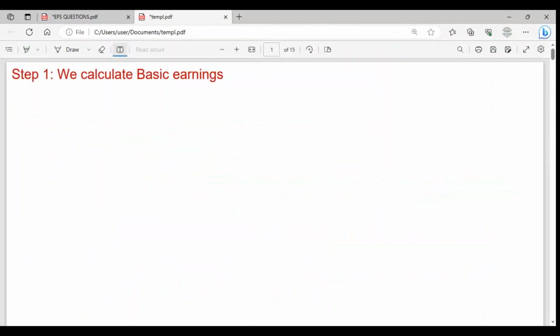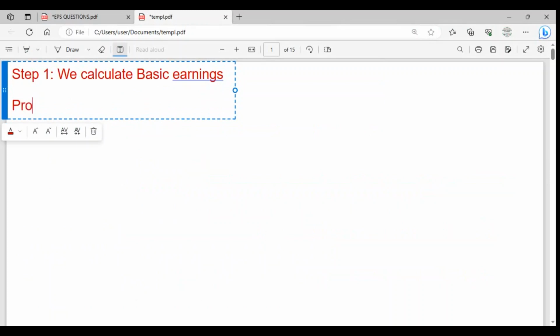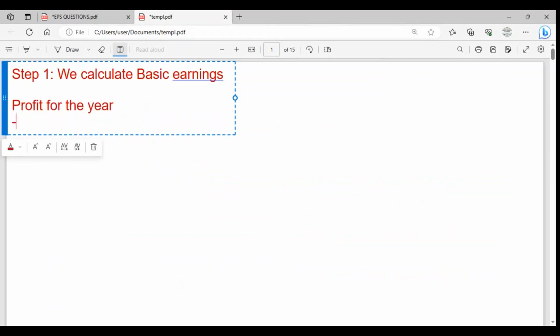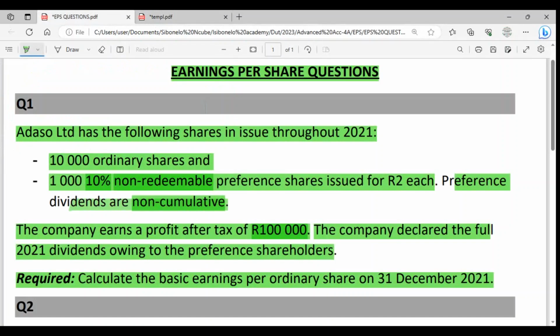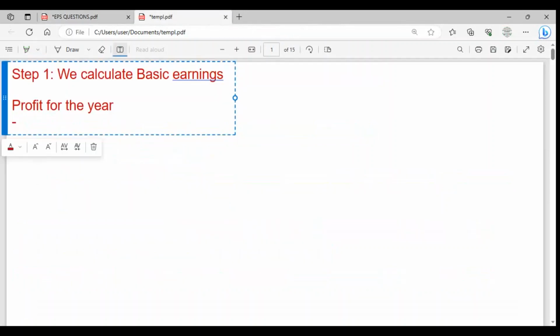So guys, for us to get basic earnings, we take the profit after tax, the profit for the year, and then we subtract the portion that is due to be paid to preference shareholders. We know that preference shareholders are entitled to receive 10% dividends. So we're going to subtract what they are entitled to receive, which is preference dividends.